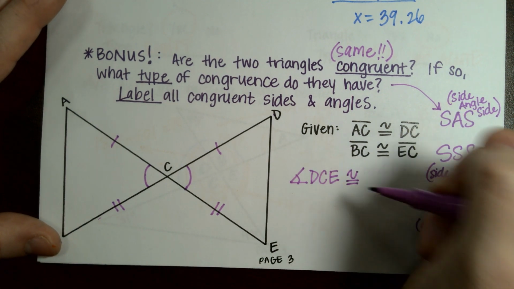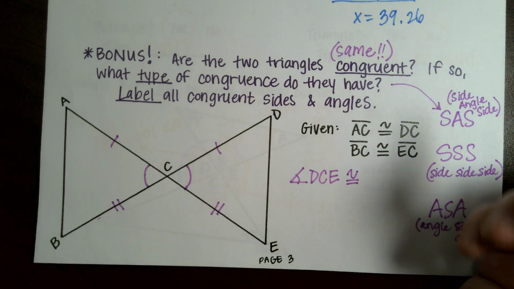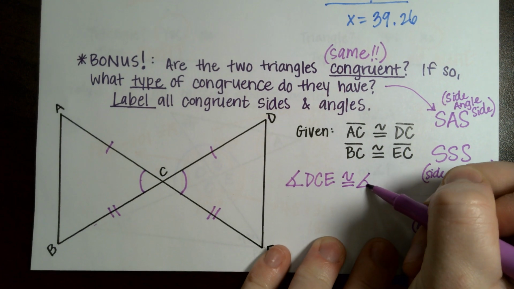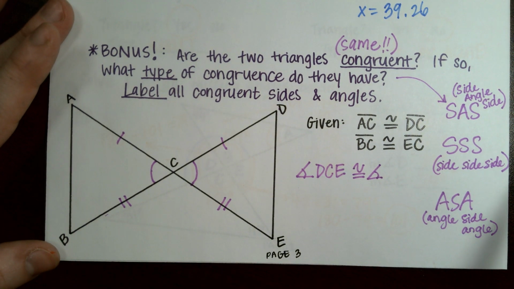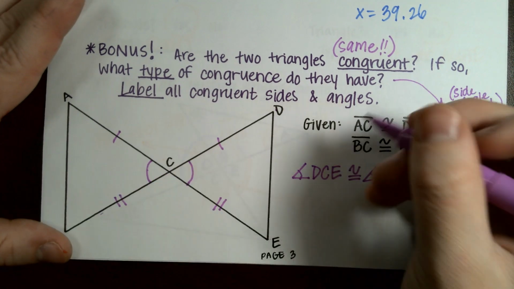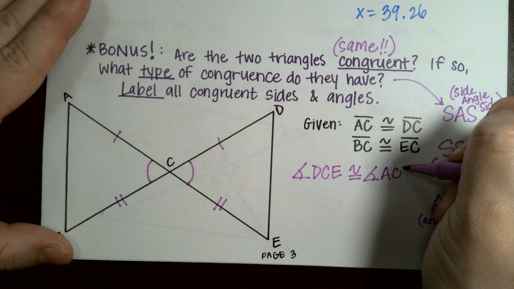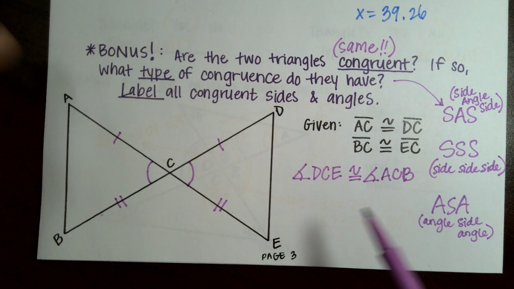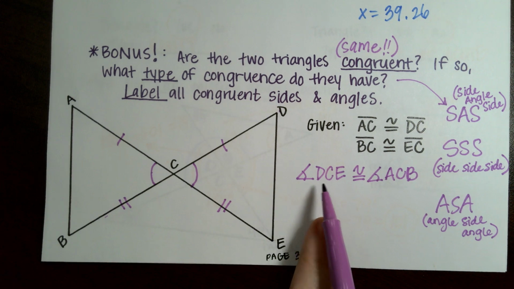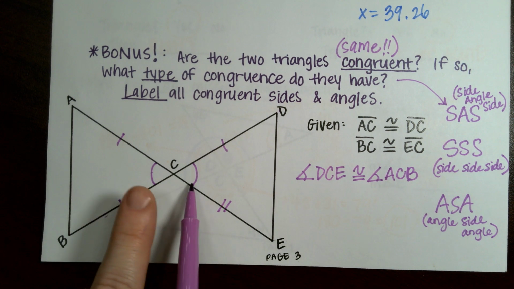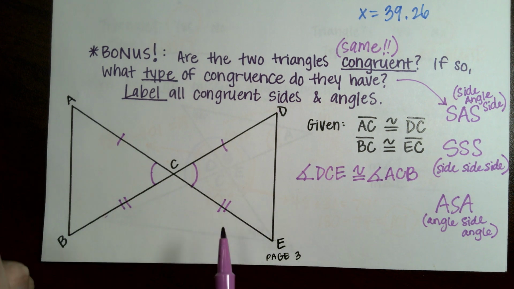So we're saying that that one is congruent to angle what? How would we name the other angle in the same way? ACB. Okay. So you'll earn bonus points for recognizing that those angles are congruent in between each other.